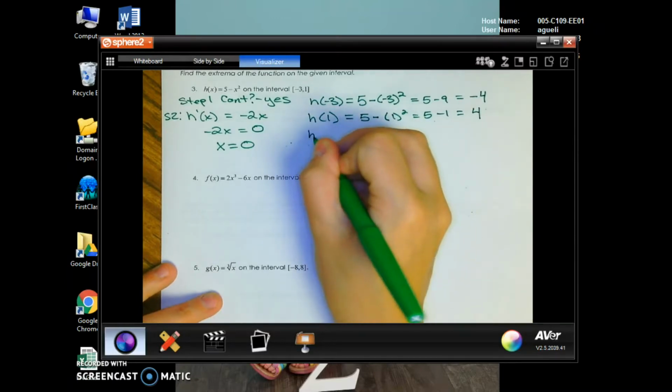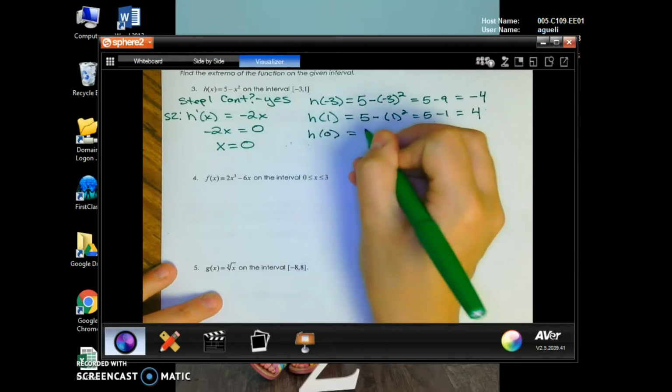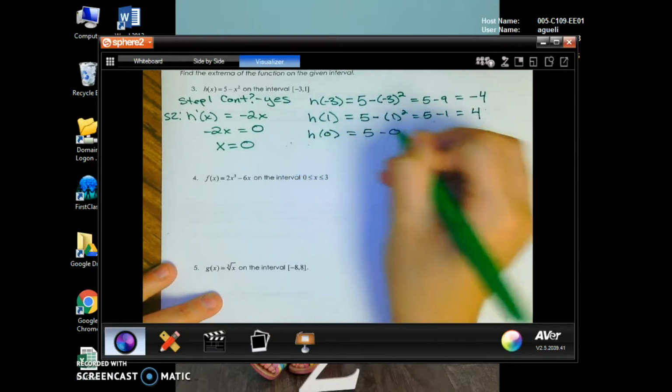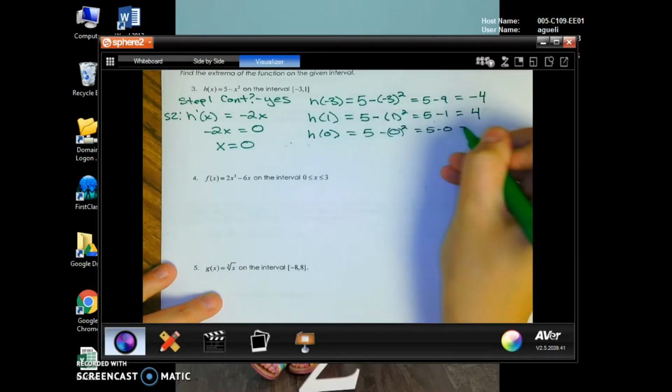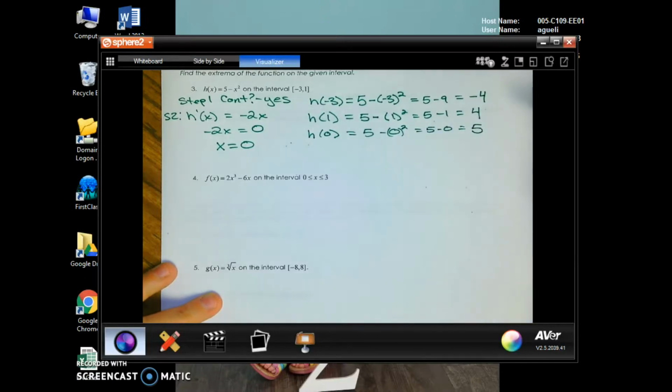And then I plug in 0, that was my critical value, so 0 squared is still 0, right? But it'll be 5 minus 0 is 5. So then the important part is looking at these y values and concluding which one is the maximum, which one is the minimum. You'll see sometimes people put stars or something like that. Here I feel like the maximum is going to be 5 and the minimum is going to be negative 4.